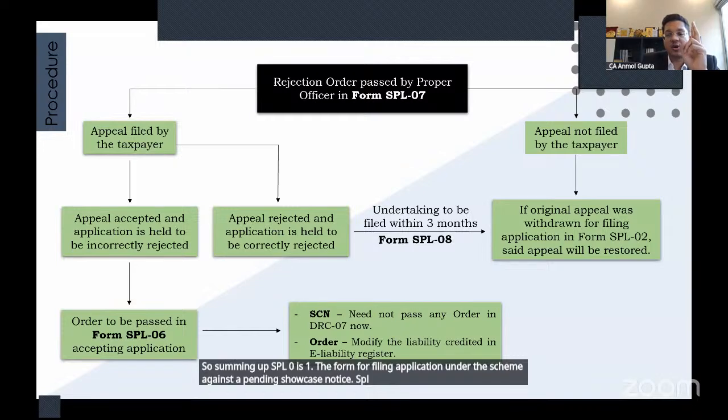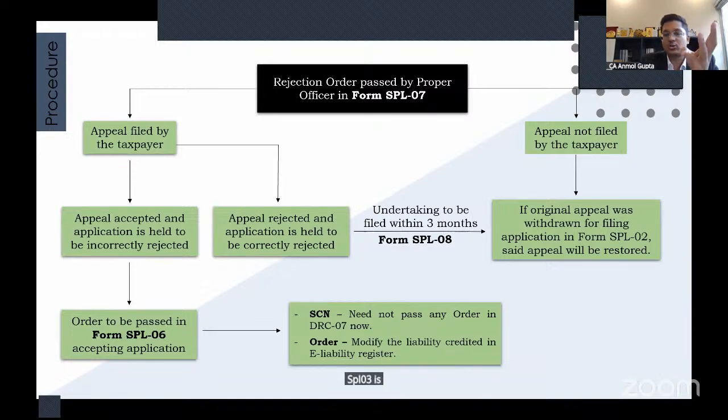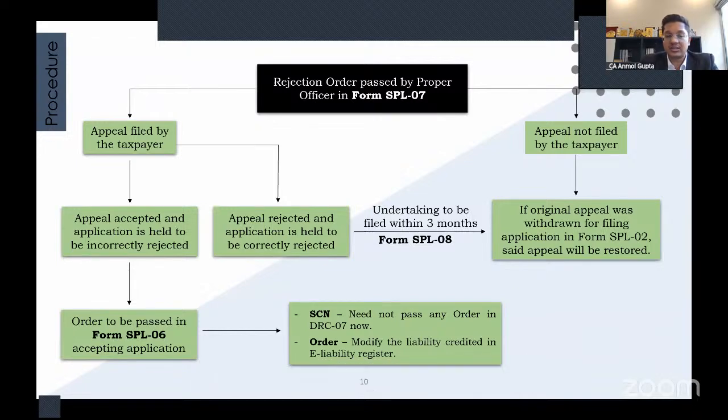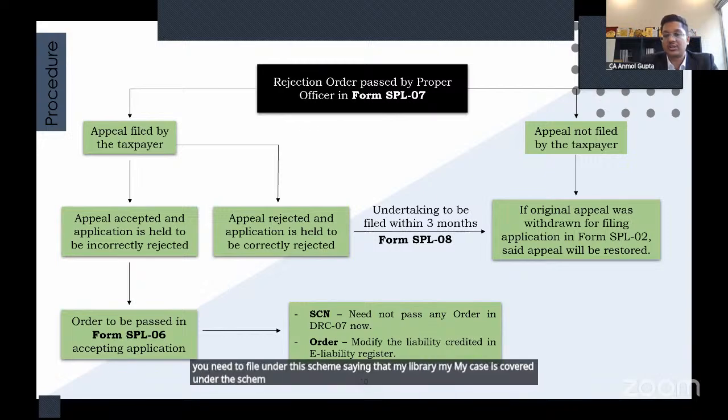SPL 02 is the form for filing an application under this scheme against any adjudication or appellate order which is pending as on date. SPL 03 is the form for issuing a show cause notice by the proper officer proposing rejection of your application under the scheme. Form SPL 04 is the reply that you need to file under this scheme, saying that my liability, my case is covered under the scheme, and my application should not be rejected.